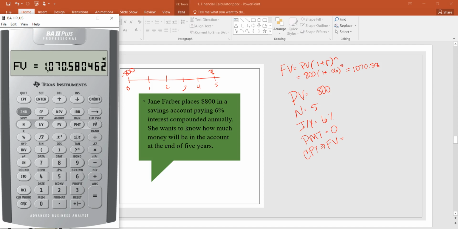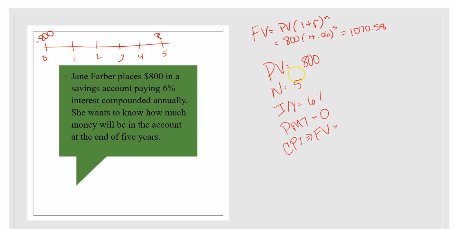So cash outflows are negatives and cash inflows are positives. So the correct input was a negative 800 for present value, and that would have given us a positive $1,070.58. Once you get a bit more practiced, you'll find that the financial calculator method is much quicker and much simpler than the formula method for solving.